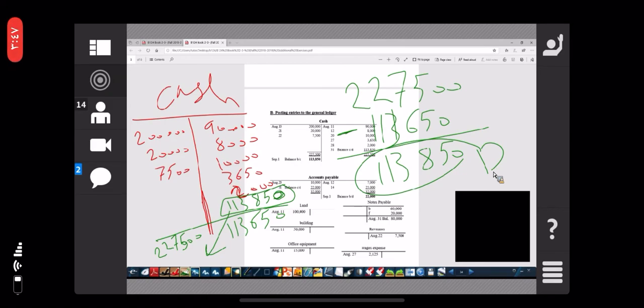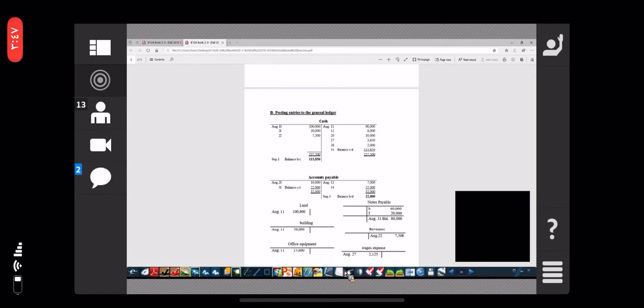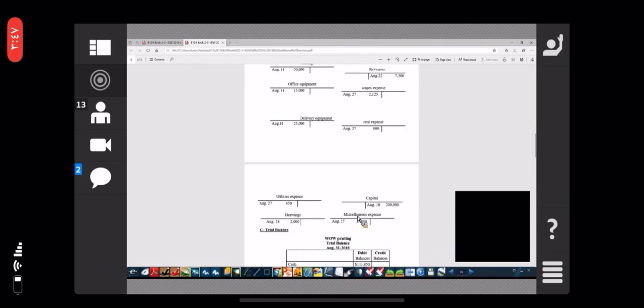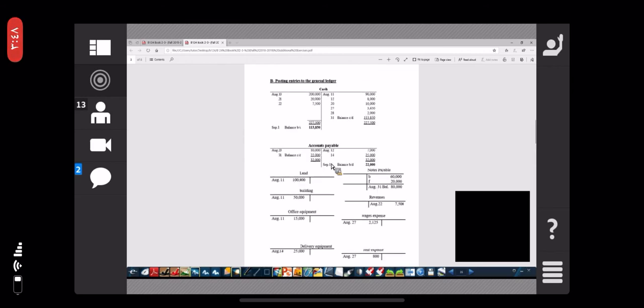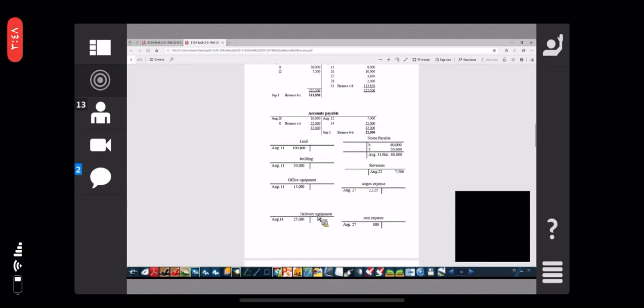Okay, I will repeat. For examples, I will go to another example. This is the T account for account receivable, what we said.